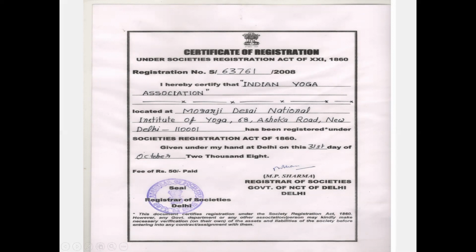This is the registration number. I hereby certify that the Indian Yoga Association, an association located at a specific address in India, has been registered under the Societies Registration Act of 1860, given under my hand at Delhi on this 31st day of October 2008. In the year 2008, on 31st October, it was issued. The seal of the Registrar of Societies has been affixed here. Later, the signature of the concerned person, that is the Registrar of Societies, is here. So this is a certificate of registration, as an example, under the Societies Registration Act 1860.